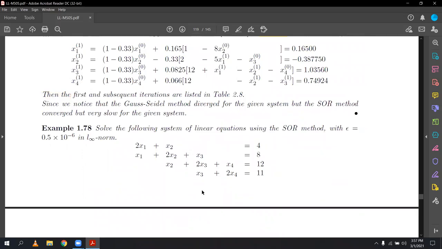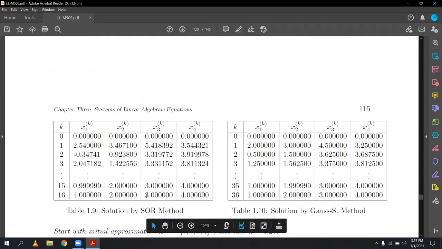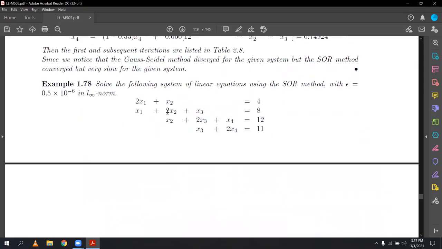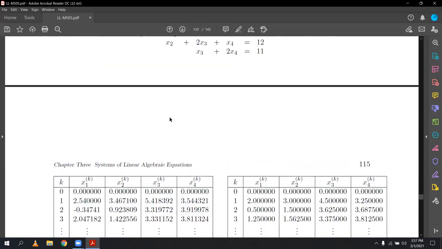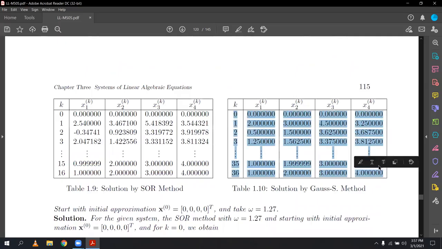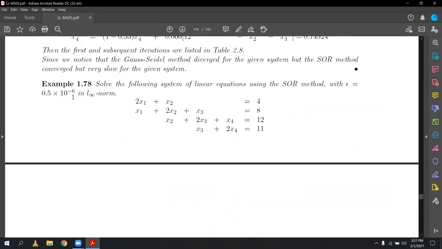Now we have another example, which you can see here, using the Gauss-Seidel method. This is not SPD, but still the Gauss-Seidel method converges. For this system, the Gauss-Seidel method converges, and in how many iterations? 36 iterations with an accuracy of 10 to the minus 6.